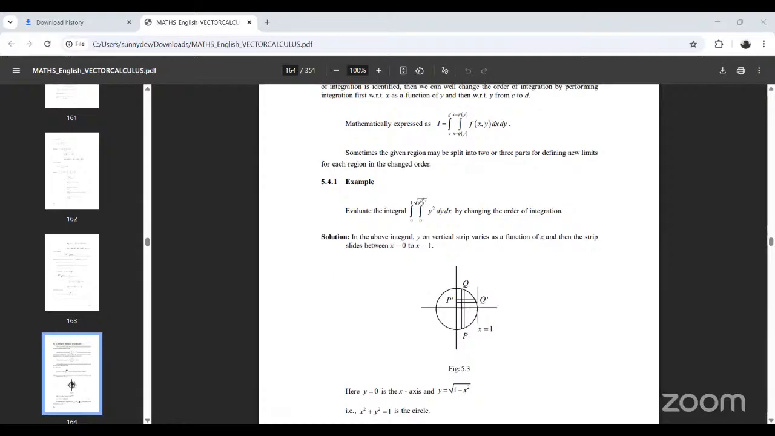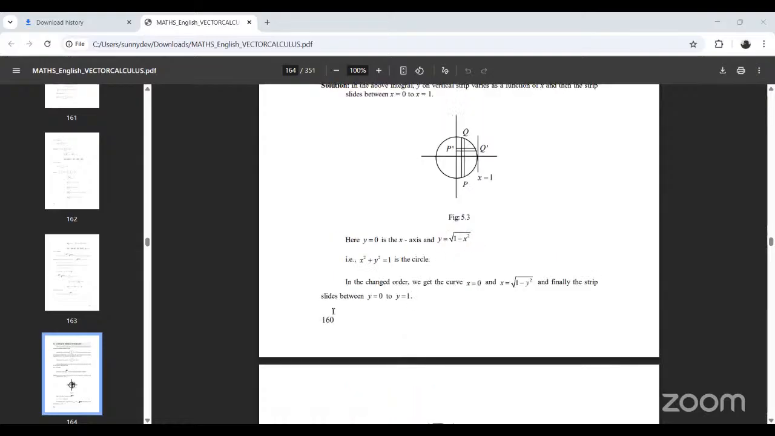So the limits are in terms of x, no? So automatically it should be y limits. So y equal to 0 and y equal to under root of 1 minus x square. Okay. So 1 minus x square. So that is x square plus y square equal to 1, and that is a circle.